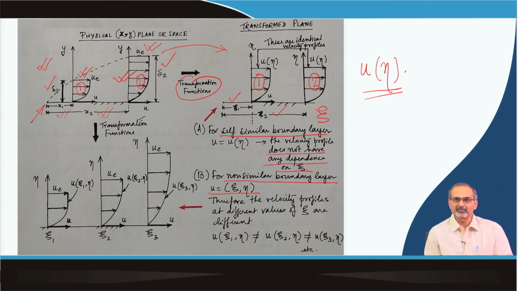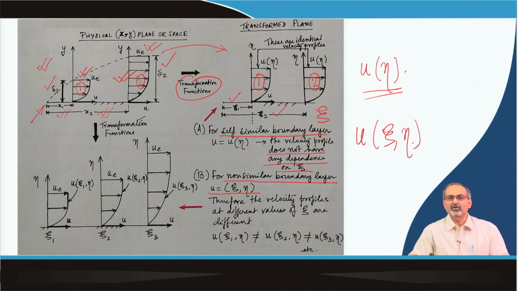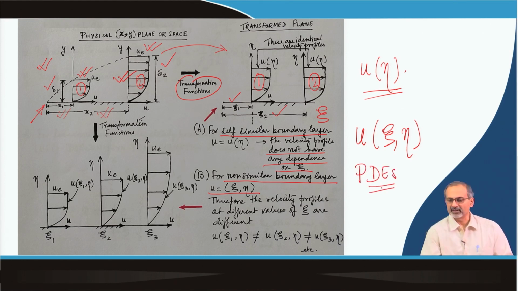It is in the transformed plane, but the velocity profile turns out to be a function of xi and eta both, which means the conservation equations that we see in the transformed plane remain as PDEs, because they have dependence on two independent variables, while here the governing equations will turn to ODEs, because they depend only on one independent variable.